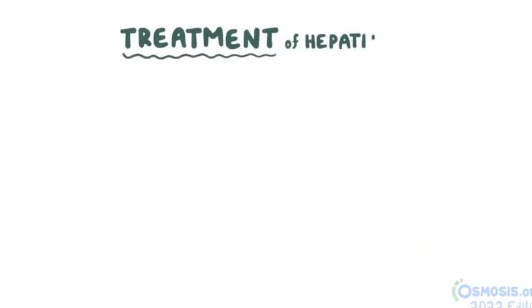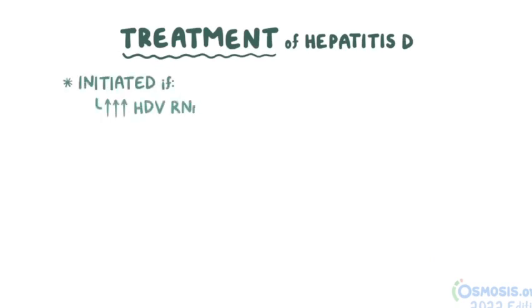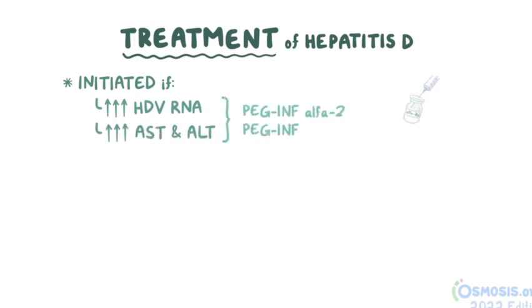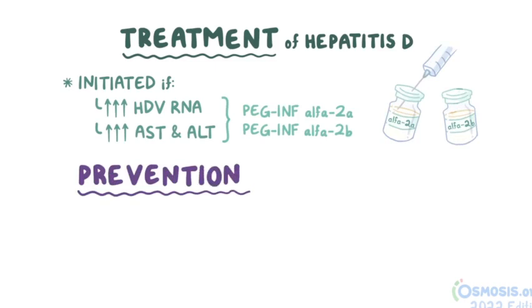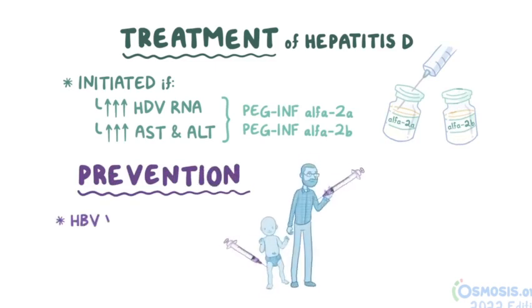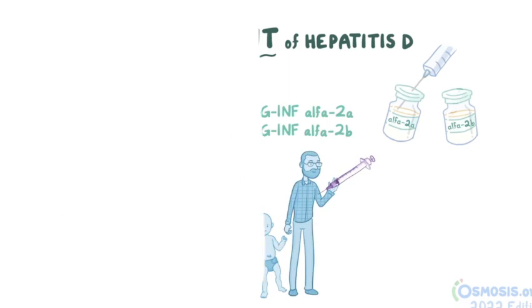Treatment of hepatitis D is initiated in individuals that have elevated HDV RNA levels and elevated AST and ALT levels. Pegylated interferon alpha 2A or alpha 2B is given once a week for 12 months. Prevention of hepatitis D is accomplished through hepatitis B vaccination.